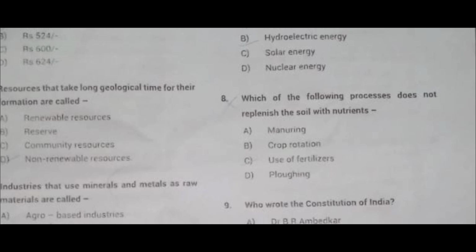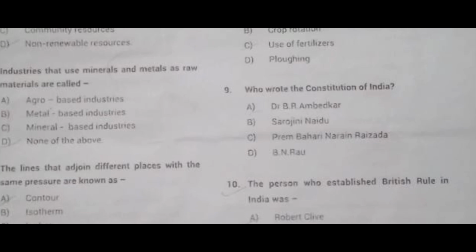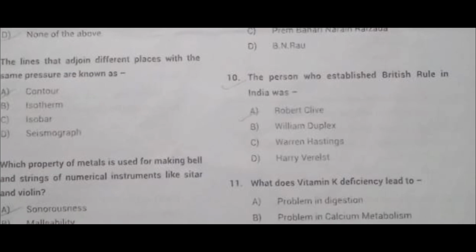Next question we have is: who wrote the Constitution of India? This is a very easy question, right? So without a second thought, you can just select option A, that is Dr. B.R. Ambedkar. Then the person who established British rule in India was Robert Clive, William Dupleix, Warren Hastings, or Harry Verhulst. It is option A, Robert Clive.